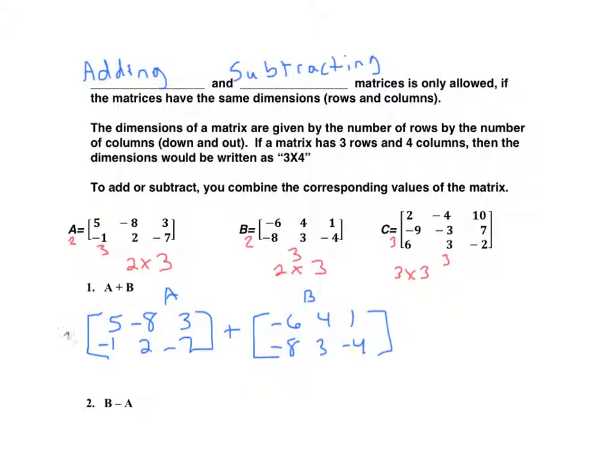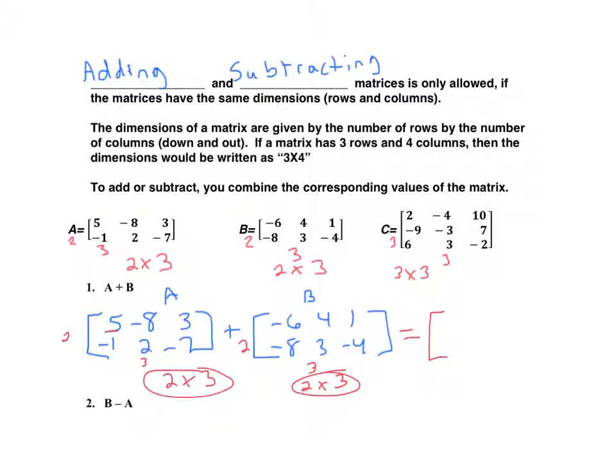Matrix A we said was 2 rows by 3 columns, so 2 by 3. And matrix B is 2 rows by 3 columns, so 2 by 3. Since these match the dimensions, then we can go ahead and add their corresponding terms.